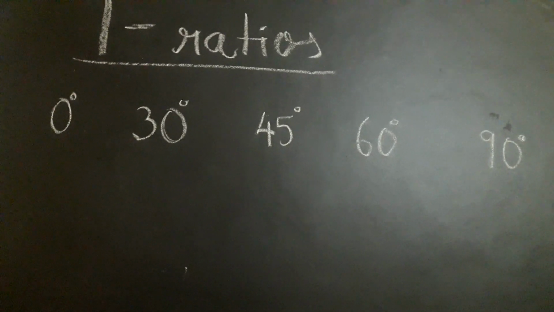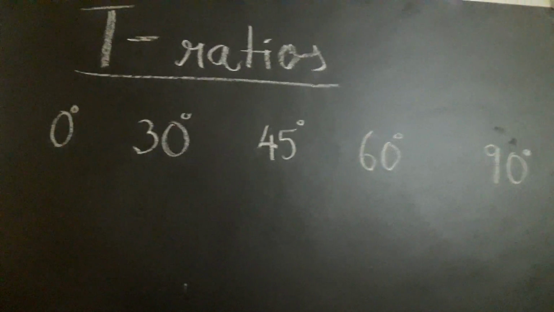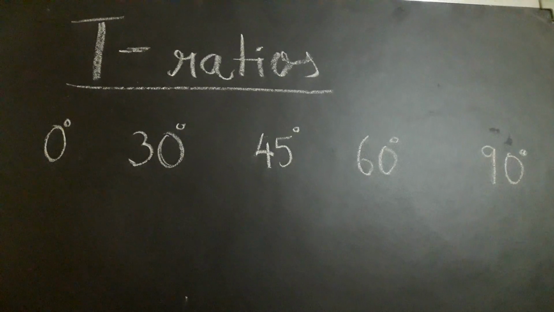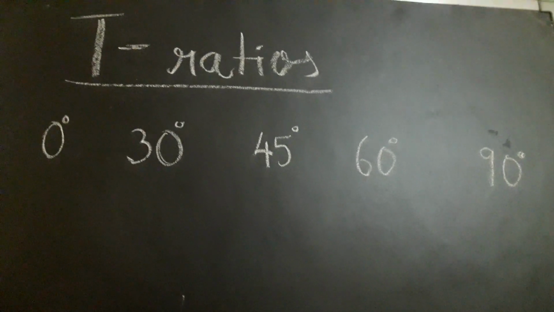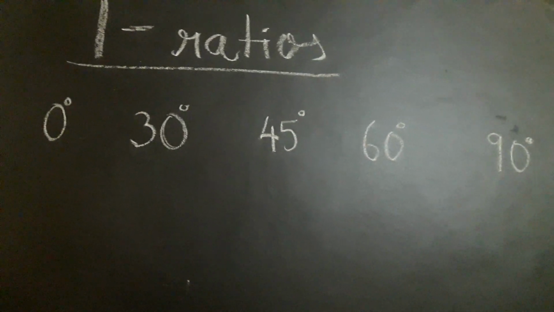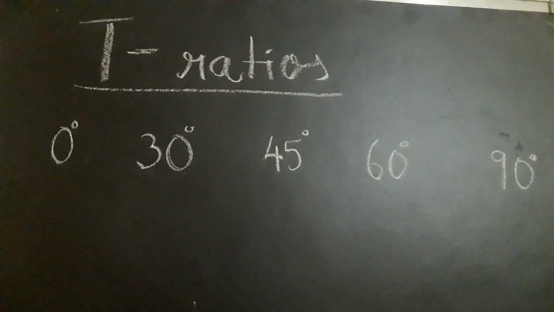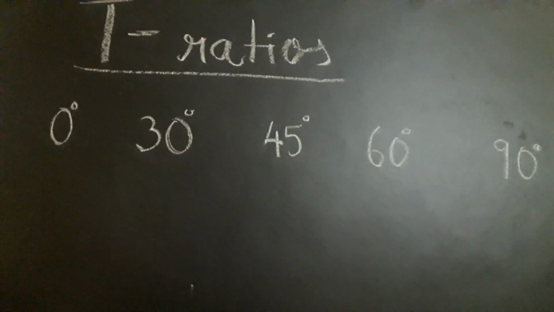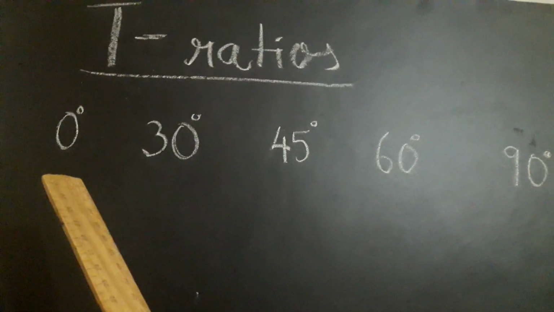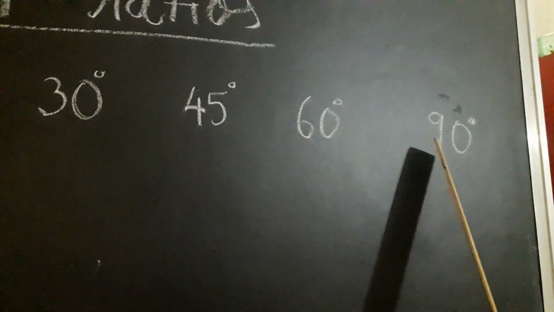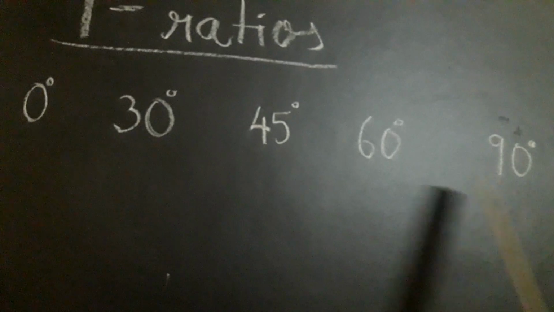So an easy and efficient way to remember and use the T ratios, that is sine 0 is 0, sine 30 is half and so on. How do we remember them in an easy and effective manner, or rather how do we derive them? My first step would be to write 0 degrees, 30 degrees, 45 degrees, 60 degrees and 90 degrees, in ascending order.